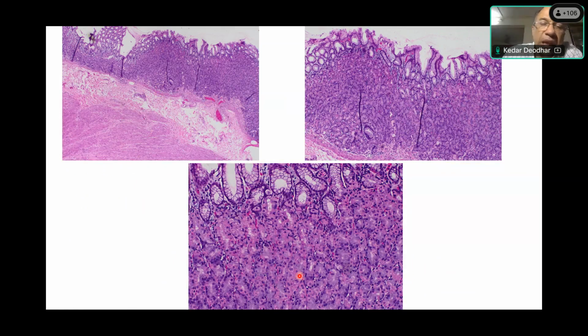But gastric glands are composed of chief cells and oxyntic cells. So basically, acid-producing cells and exocrine cells which secrete pepsinogen. Acid-producing cells, mind you, also secrete what we call Castle's intrinsic factor, which is responsible for vitamin B12 absorption.